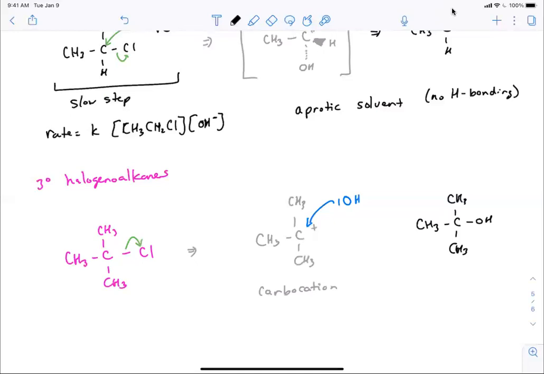Wait, sorry, say again, Erica? So the secondary can do either one. That's a good question. Secondary halogenoalkanes can do either one, and oftentimes in the test they'll allow you to do either one. If they specify, obviously you have to do a certain one, but for secondary, they would accept either mechanism. So just draw whichever one you feel more confident about.